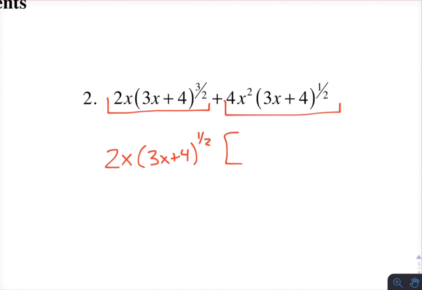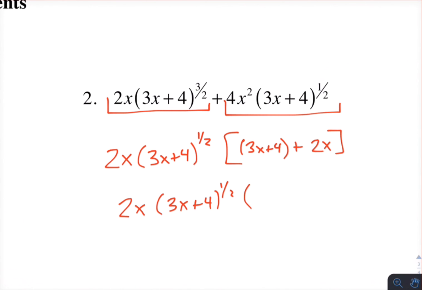And so what is left here? Well, the 2x is gone from the first term. And then 3/2 minus 1/2 is 2/2. So I just get 3x plus 4 to the first. And then a plus, so I have a 2x left here, and I factored out the 3x plus 4 to the 1/2, so that's all I have left there. So the final factored form, simplify what's in there, looks like 5x plus 4. And there you have it, factored.